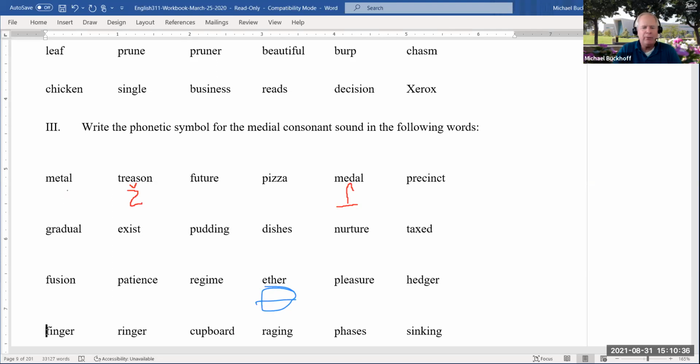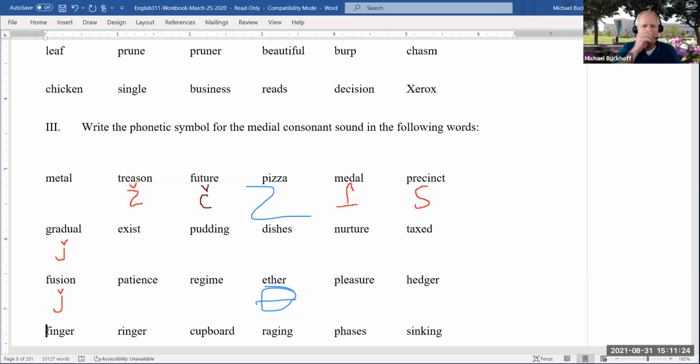All right, keep going though. We'll make any changes here in a minute. Medal. Precinct. Good. How about gradual? Fusion. Finger. Exist. Patience. Ringer. I don't use a G there. Ringer. Future. Pudding. Regime. Cupboard.